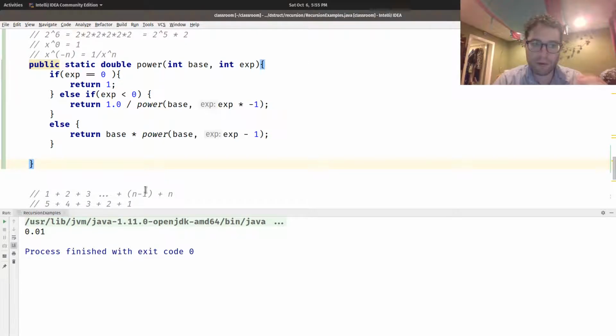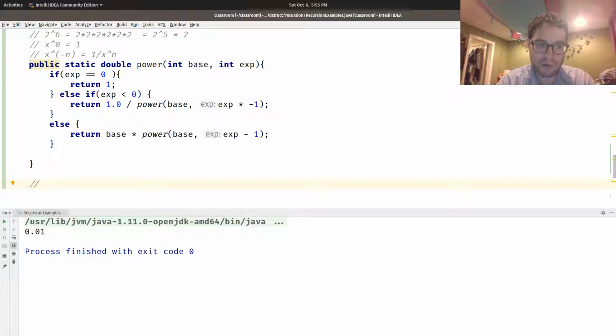So let's talk about the greatest common denominator problem. The greatest common denominator, or greatest common divisor, or greatest common factor, is saying basically, given two numbers like 60 and 15, what is the biggest number that divides both evenly? In this case, it's 15, because 60 is divisible by 15 and 15 is divisible by 15. They're both cleanly and evenly divisible.